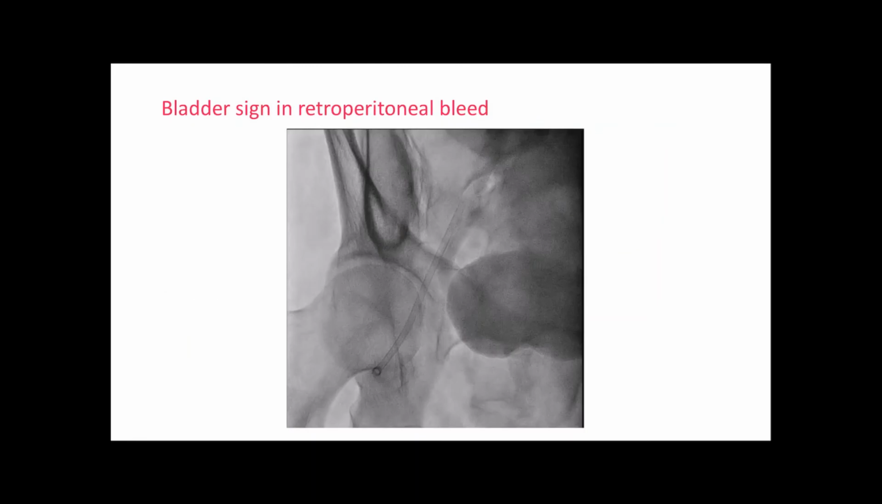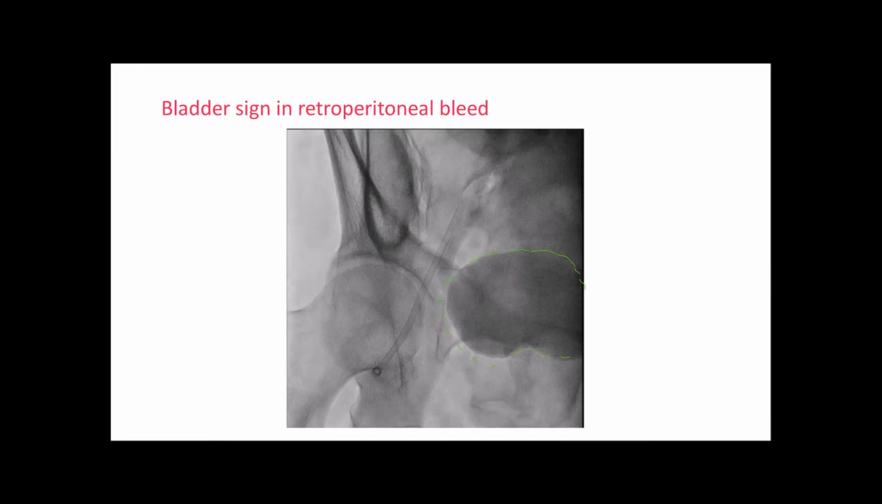So first of all, before we proceed, let's discuss the bladder sign. This image is not a bladder sign. This is a normal fluoroscopy image of the femoral access. You can see the outline of the bladder here.